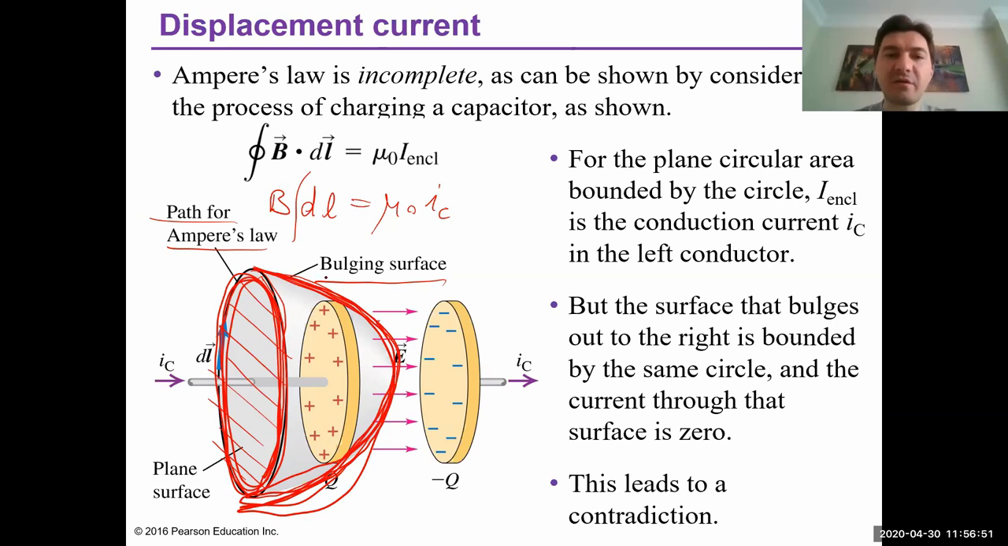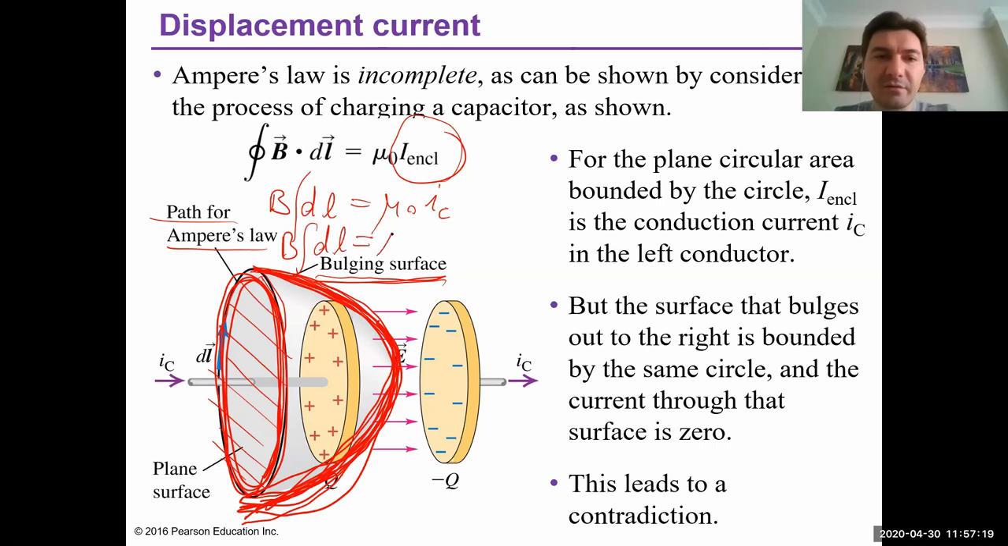So this is called a bulging surface. So now you have a surface here. What is the current within that surface? The I enclosed on the bulging surface is zero. If you write Ampere's law, the closed integral of B dl is equal to mu zero times zero.